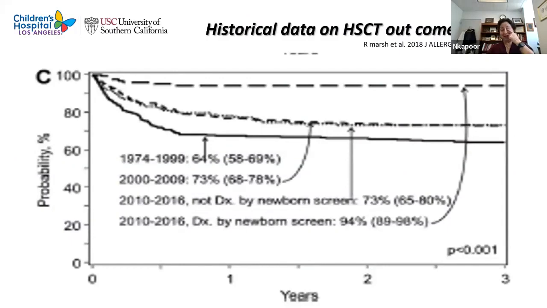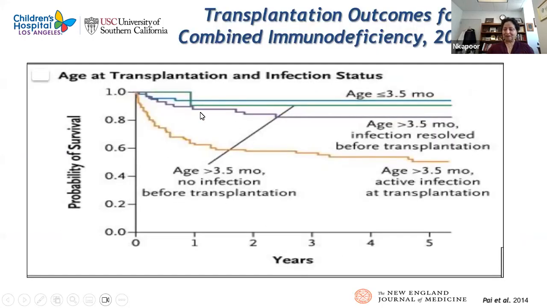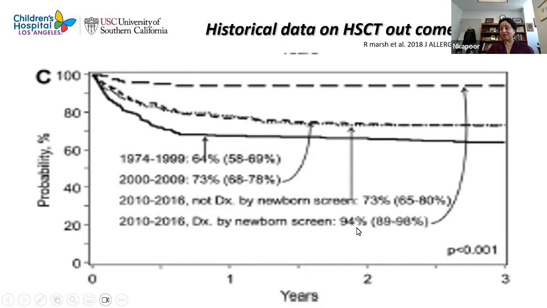Okay. So over the years, we definitely have made a big difference in how the results are coming out of the transplantation. The lower line in this graph shows transplants done between 1974 and 1999. We were getting about 70% event-free survival. But if you look at the top line, since we started doing newborn screening, these are from 2010 to 2016, we now have 94% event-free survival. If a patient comes to us with infection and all that, of course, there we are probably at 75% event-free survival. But if they come in good condition, we have very good results.